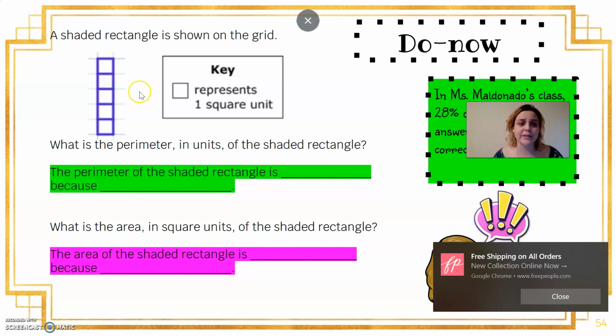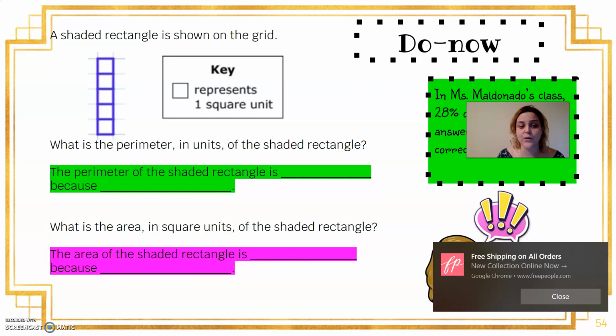So if we look at the problem, it says a shaded rectangle is shown on the grid. So I'm looking at my shaded rectangle. It's kind of empty, but that's the one that we're using. Shaded rectangle, and each box represents 1 square unit. So it says, what is the perimeter in units of the shaded rectangle?